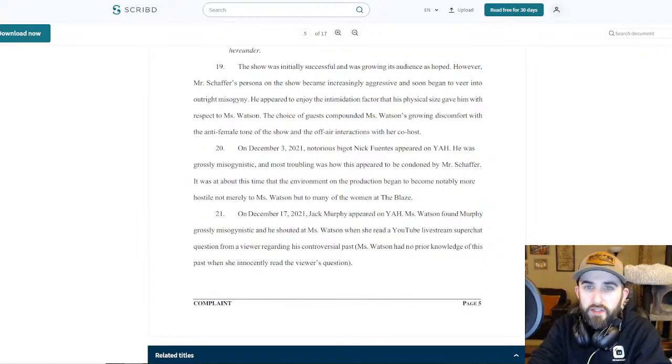He appeared to enjoy the intimidation factor that his physical size gave him with respect to Miss Watson. Again, that one, I don't know what that means. People have clung to that and gone, what does she mean? That she was intimidated by him because he was bigger than her? It's like, I don't know, maybe she was. I can't speak to that.